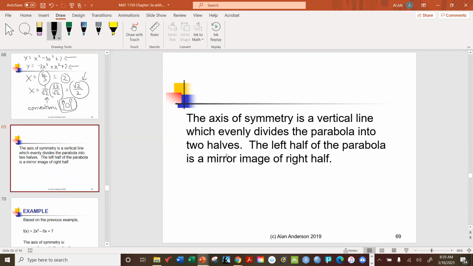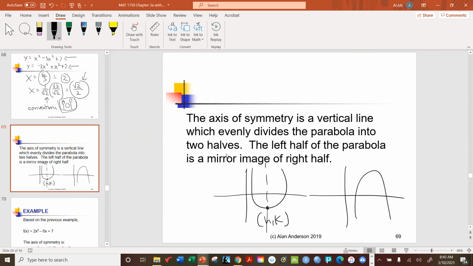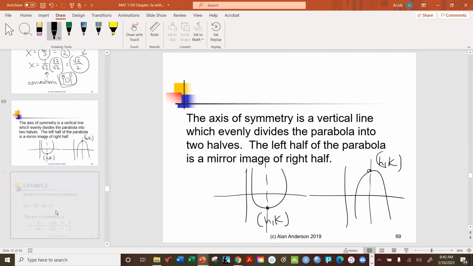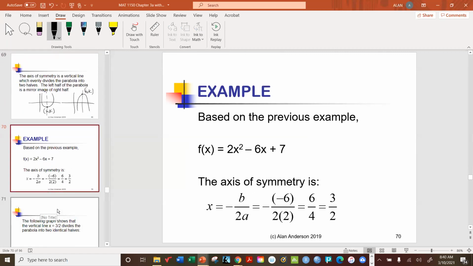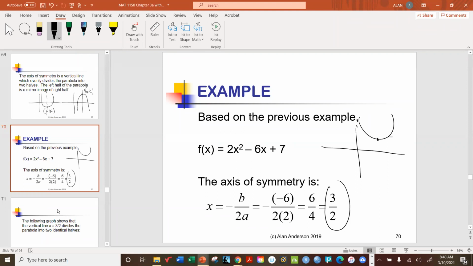So you've got your vertex, and then the axis of symmetry coincides with the H. And if it's upside down, same thing. This is still H comma K, and this is your axis of symmetry. All right. So for this one, I think it's pretty clear that the axis of symmetry is 3/2, because that's where we found our vertex. It was 3/2, comma 5/2. And that would be our axis.